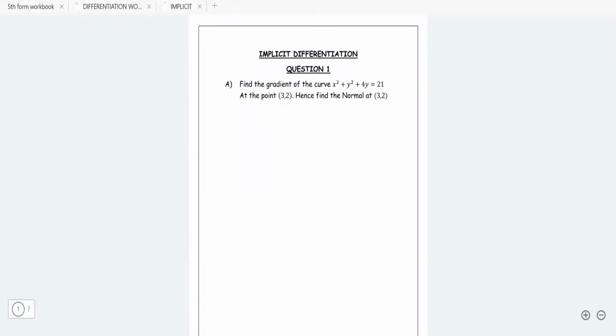Make sure you have watched the video on implicit differentiation in the link before. Now we're doing the worksheet on implicit differentiation. This says: find the gradient of the curve x squared plus y squared plus 4y equals 21 at the point (3, 2), and hence find the normal at this point.